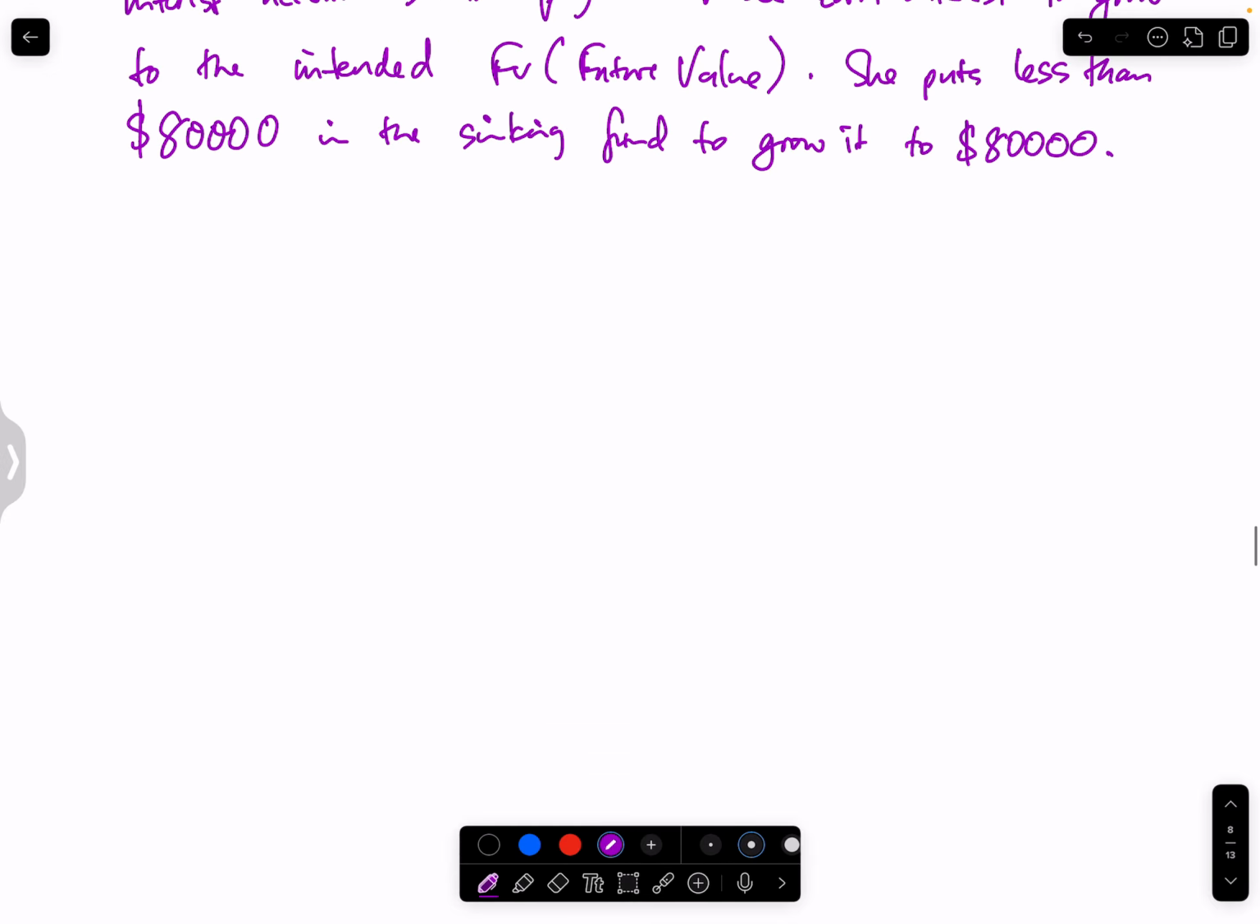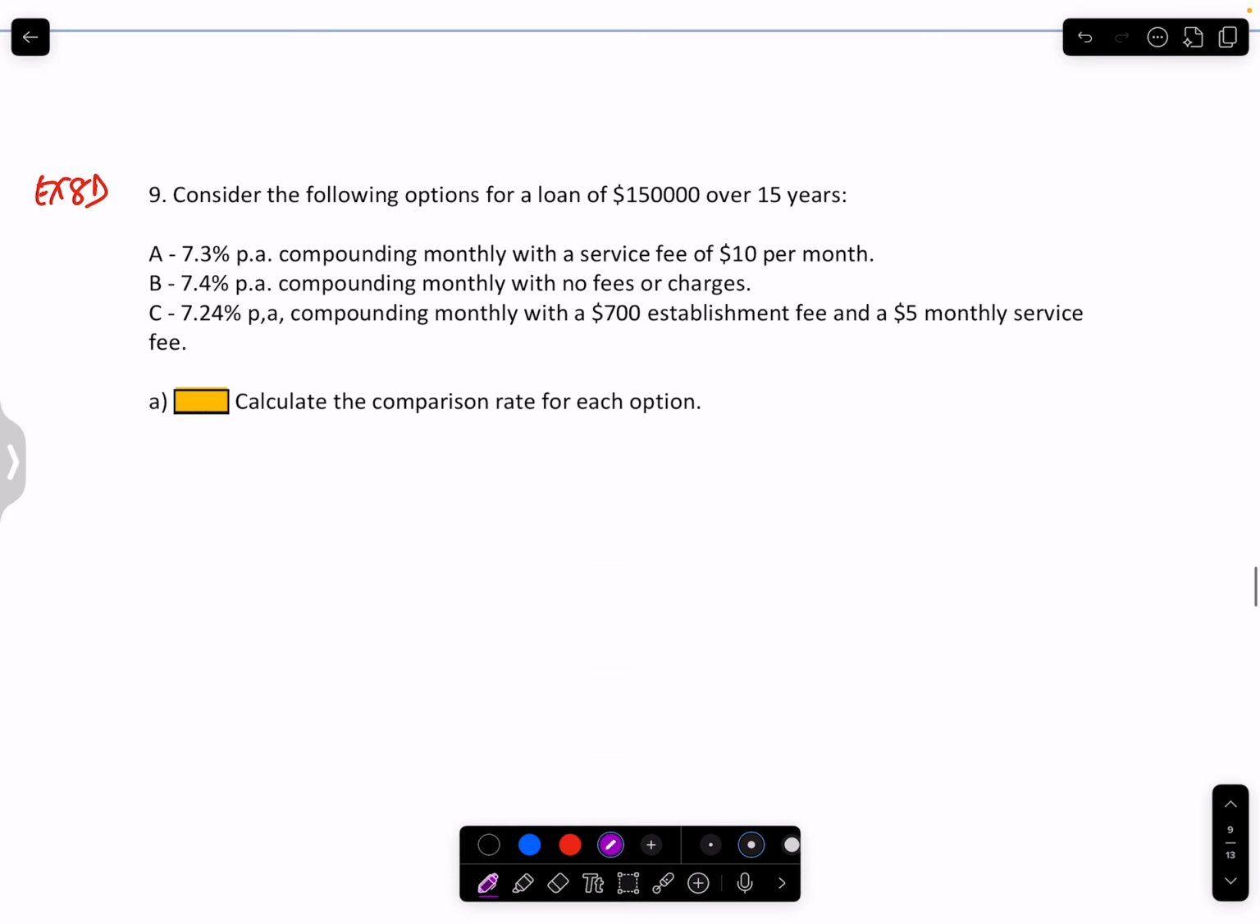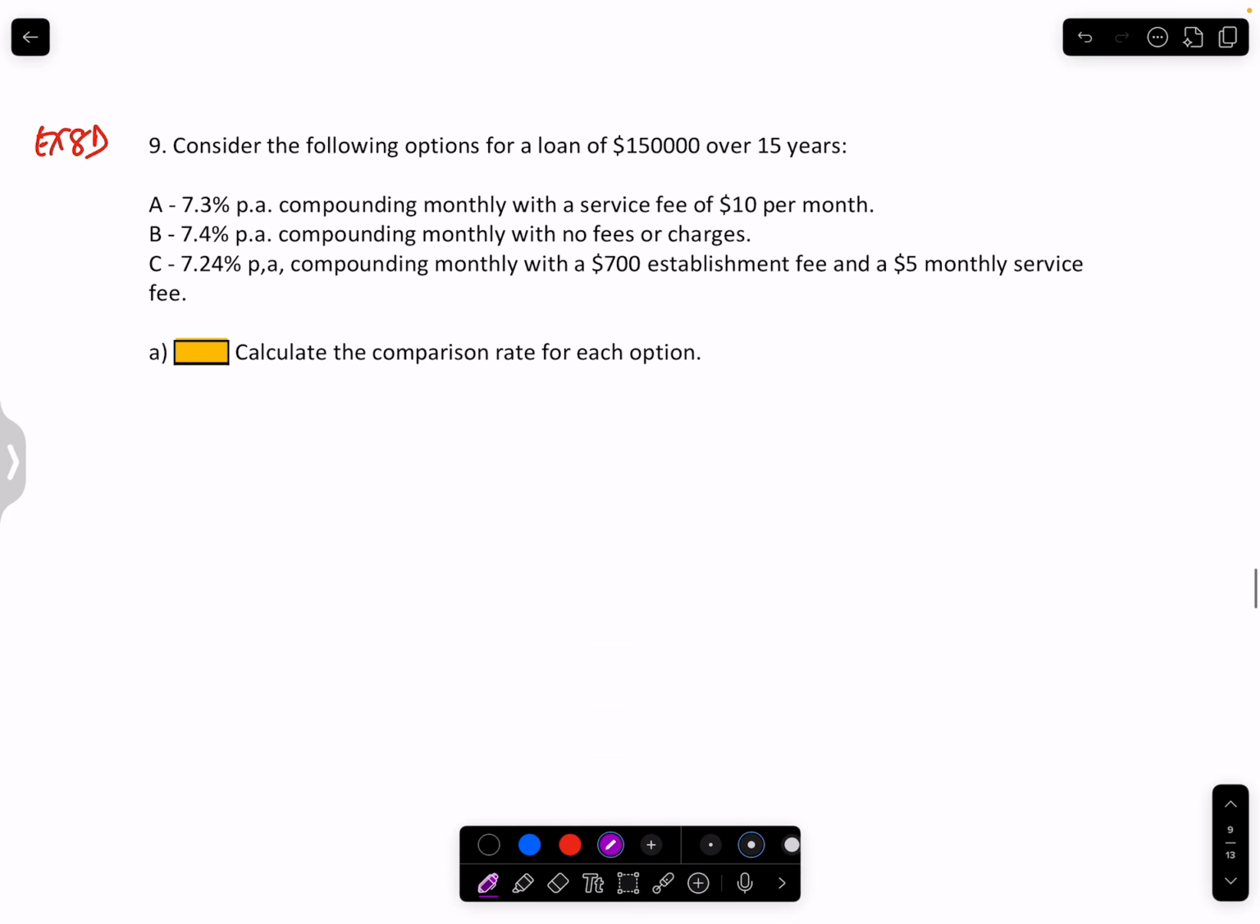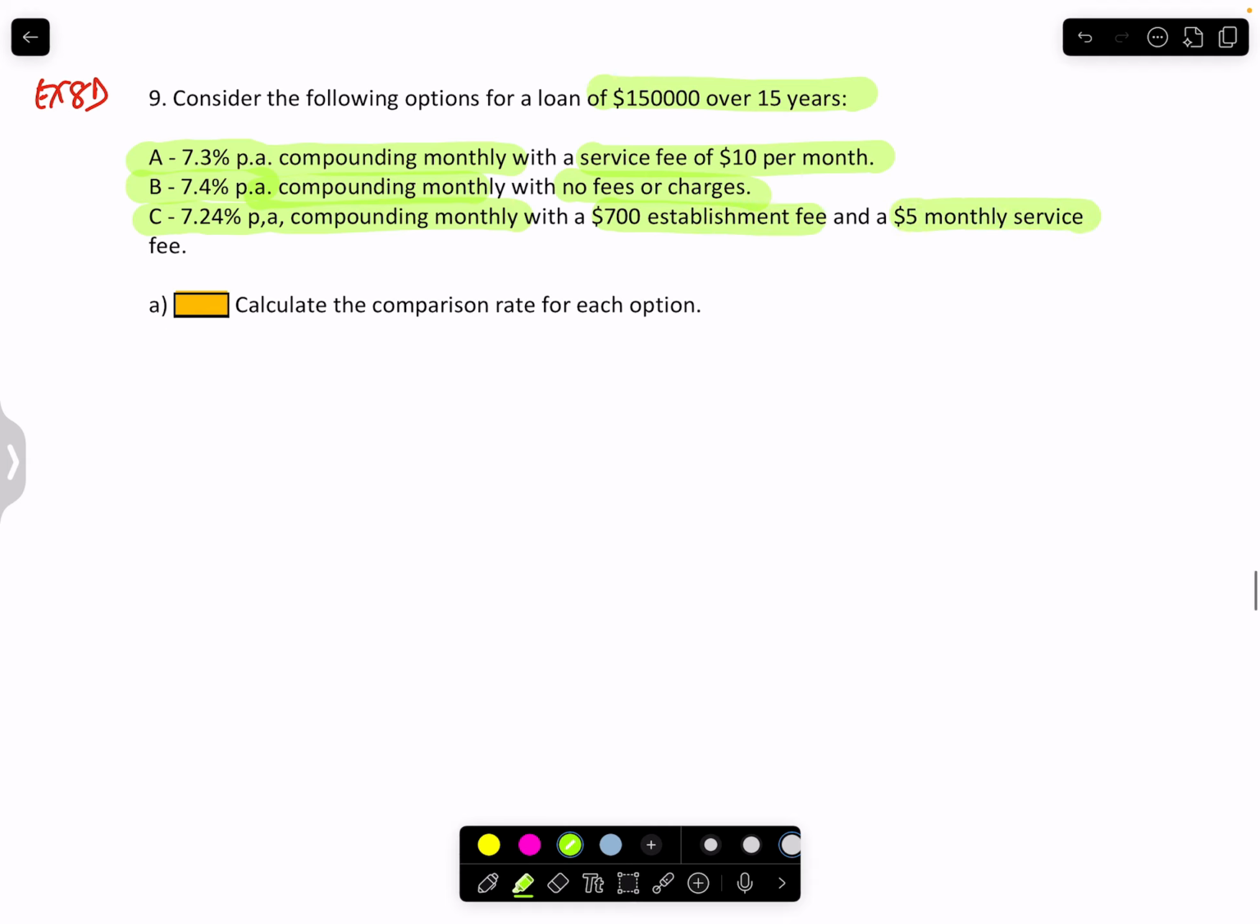Yep, it's blank there. Exercise 8D. Consider the following options for a loan of 150 grand over 15 years. 7.3% compounding monthly, service fee of $10 per month. 7.4% compounding monthly, no fees or charges. 7.24% compounding monthly, $700 establishment fee, $5 monthly service fee. What's the comparison rate?